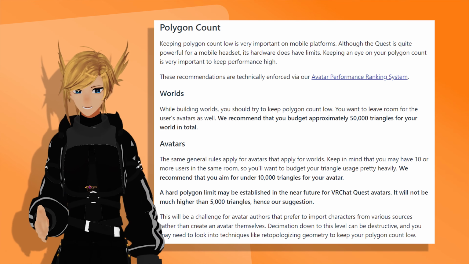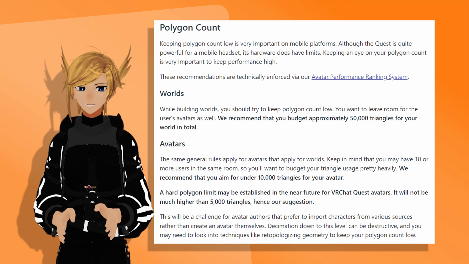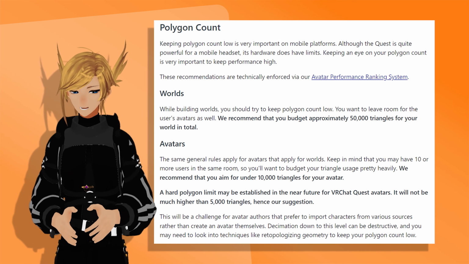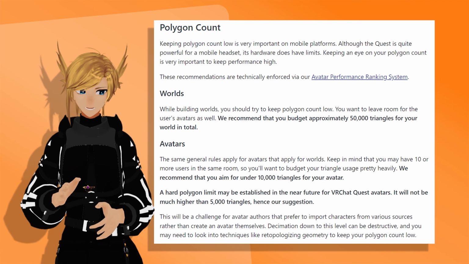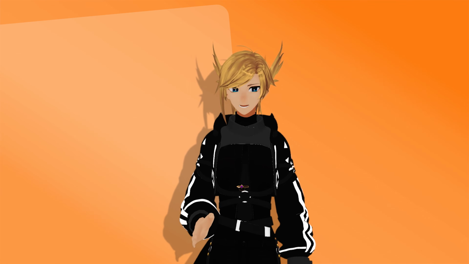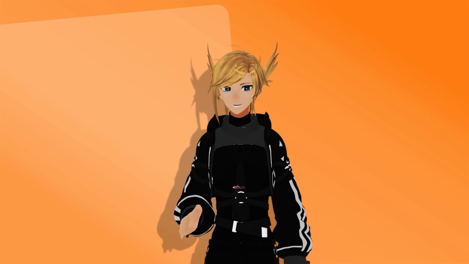Polygon count is another big one. Obviously the rule is more is worse, but they have specific recommendations for worlds aiming around 50k, and strict rankings for avatars aiming around 10 to 15k. A quest avatar fallback needs to be ranked good or higher, so you'll be limited to just 10k polygons.